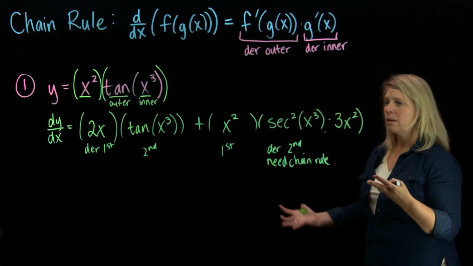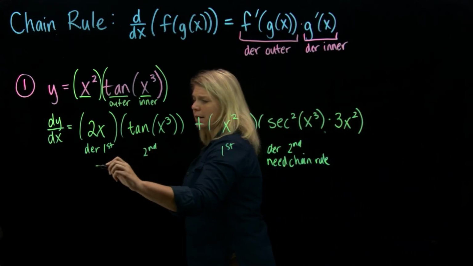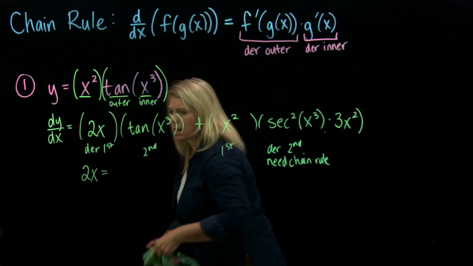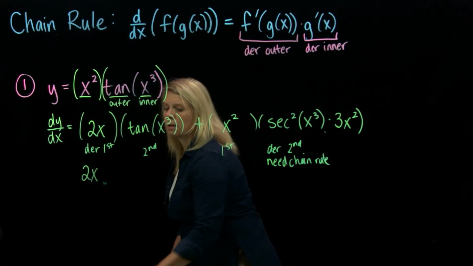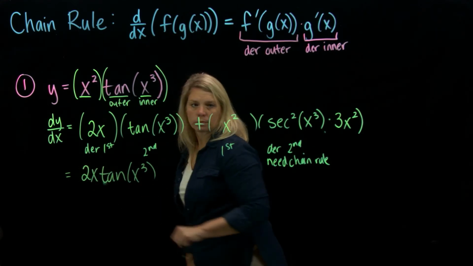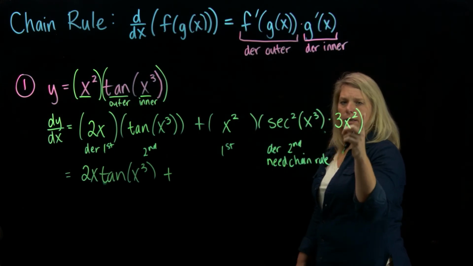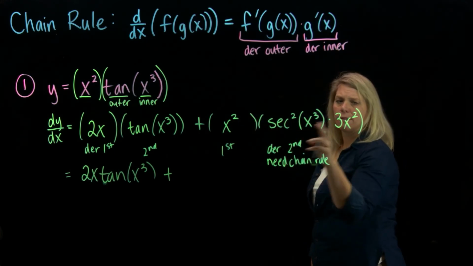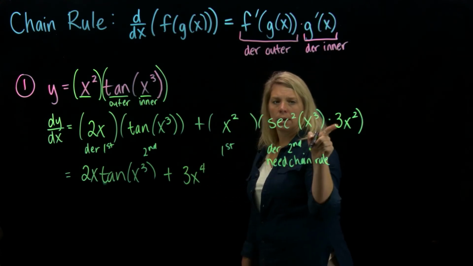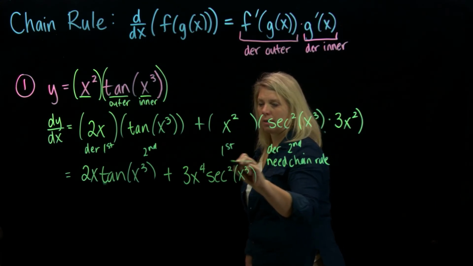This is our derivative. If I don't need to simplify it, I could leave it like this. I'm going to go ahead and clean this up, though, and remove some unnecessary parentheses. So we have 2x times tangent of x cubed. And then this last part, after the plus, is all one term. And so I can go ahead and combine the powers that I have here. 3x squared times x squared is 3x to the fourth, then times our secant squared of x cubed. And there's our derivative.